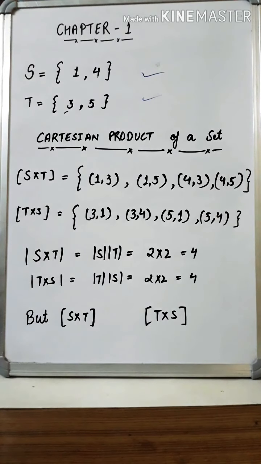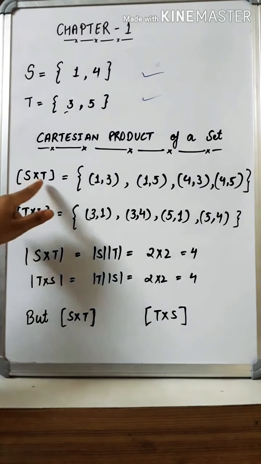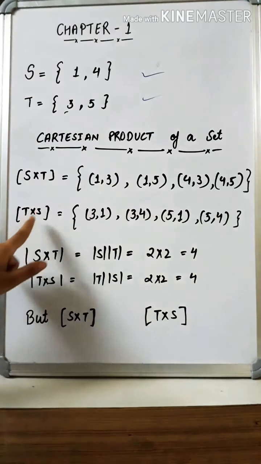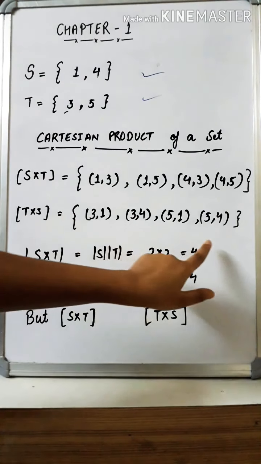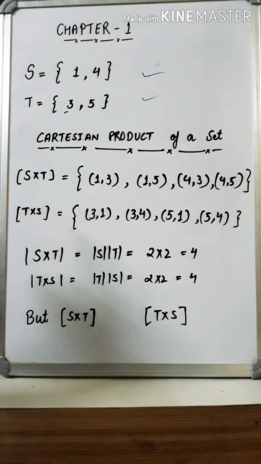Now you see, the Cartesian product is not commutative. S cross T is not equal to T cross S. In S cross T we have elements like (1, 3), (1, 5), but in T cross S there is no ordered pair like this. So this is a very important point to be remembered, that the Cartesian product of two sets is not commutative in nature.